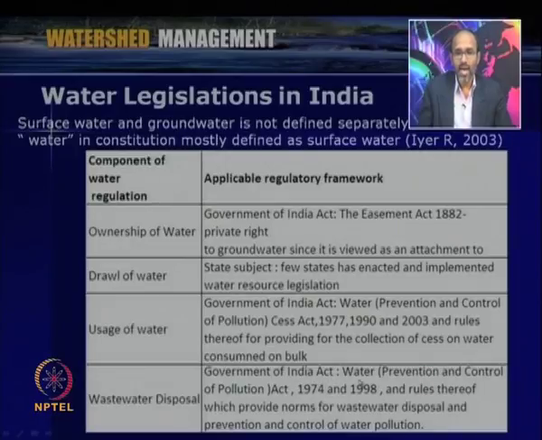Then, as far as wastewater disposal or water quality is concerned, the Government of India's Water Prevention and Control of Pollution Act of 1974 and 1998 define various norms on how to deal with wastewater, how to keep the water quality, and what way to deal with various cases of water pollution by industries or by any other agencies. That way, well-framed rules and regulations are available in India as so-called water legislations.